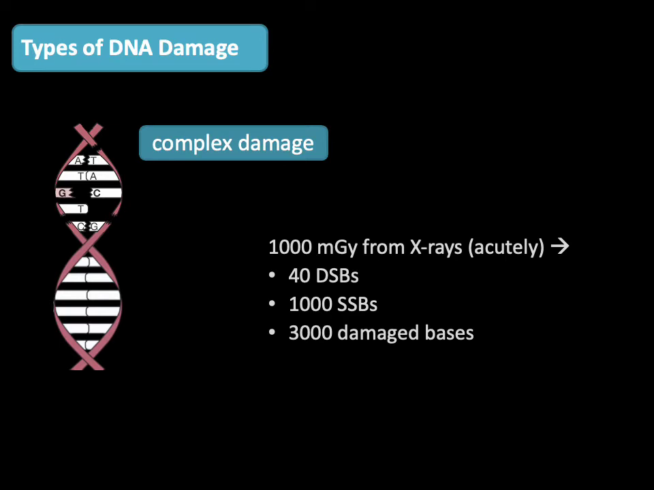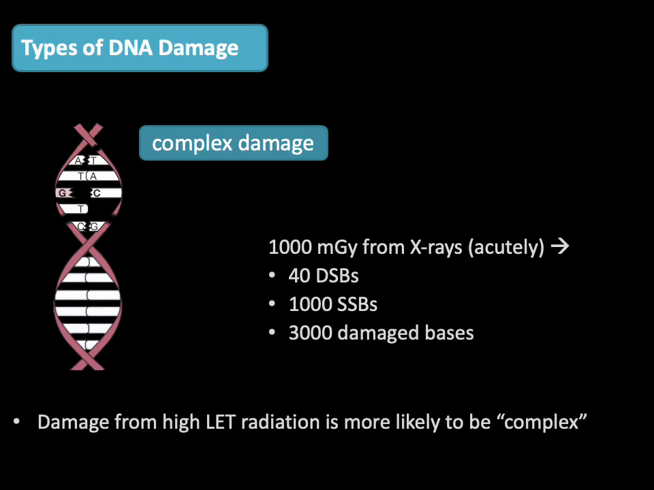From about 1,000 milligray of X-rays, all delivered at once, there are about 40 double-strand breaks, 1,000 single-strand breaks, and 3,000 damaged bases. So this kind of gives you an idea of what the likelihood is of these different types of DNA damage. Damage from high LET radiation, however, is more likely to be complex and hence harder to repair.